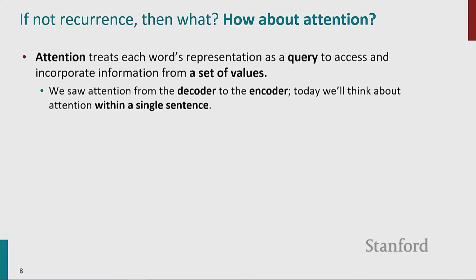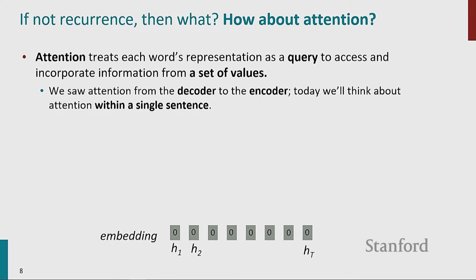Previously, we were in a decoder, decoding out a translation of a sentence, and we attended to the encoder so that we didn't have to store the entire representation of the source sentence into a single vector. Here, today, we'll think about attention within a single sentence. I've got this sentence written out here with word 1 through word t, and on these integers in the boxes, I'm writing out the number of unparallelizable operations that you need to do before you can compute these.